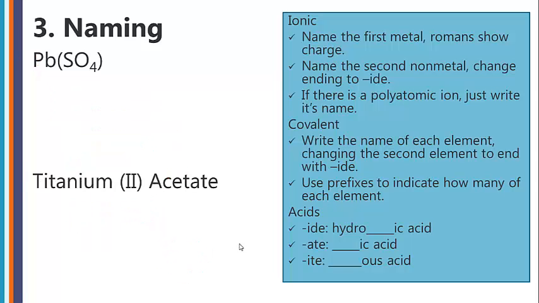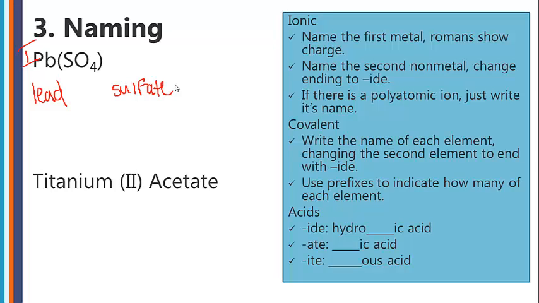Next, I've got PbSO4. So Pb is lead. It's a transition metal, and SO4 is a polyatomic ion. So this is an ionic compound. So let's start out by writing lead, because I know that part. And I don't know the charge on lead, so I can't put my Roman numerals yet. I do know the charge on the other thing, though. So that SO4 is sulfate.